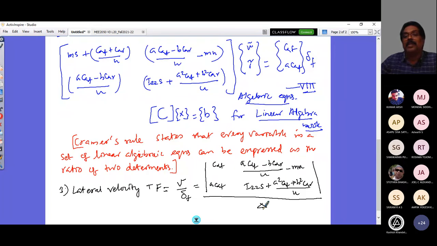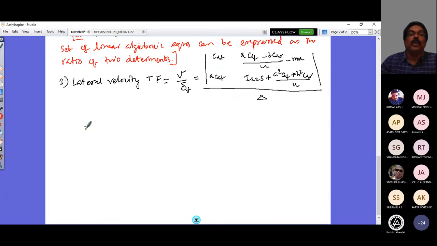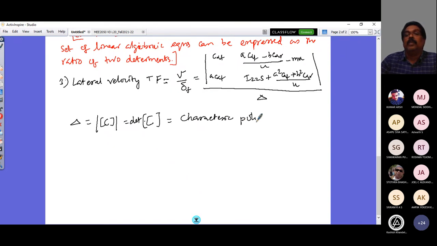So what is this delta? This delta is the determinant of the C matrix. So the determinant of the C matrix would give me what? That would give me the characteristic polynomial. So what is delta here? It's the C matrix determinant, or you say the determinant of the C matrix. And that is what is called the characteristic polynomial.